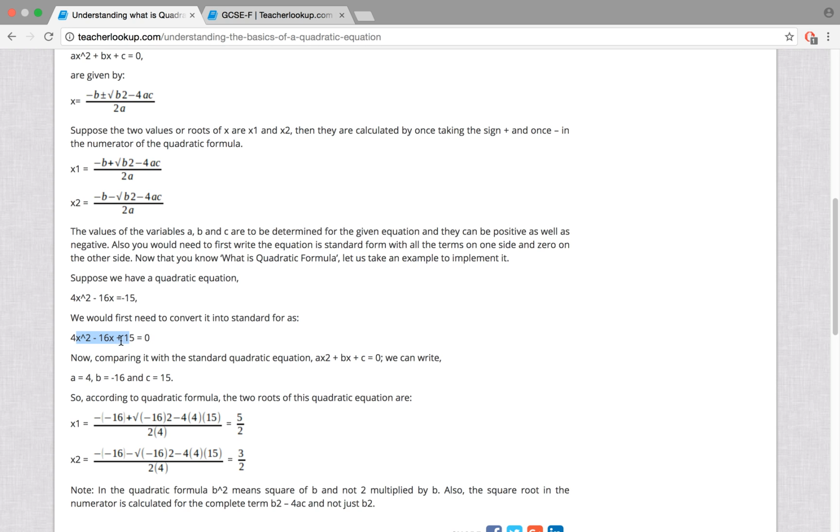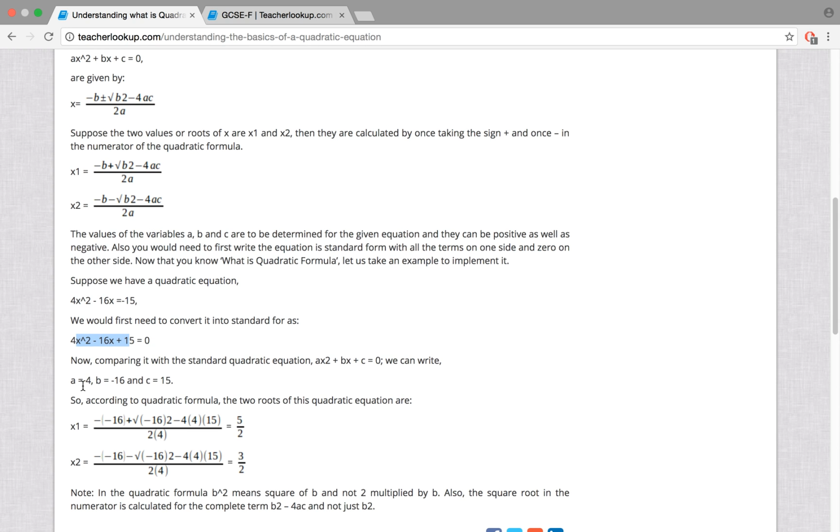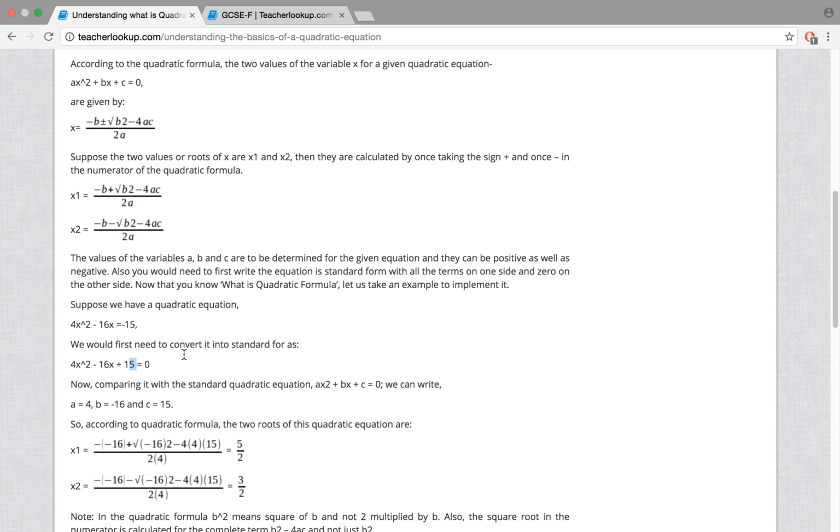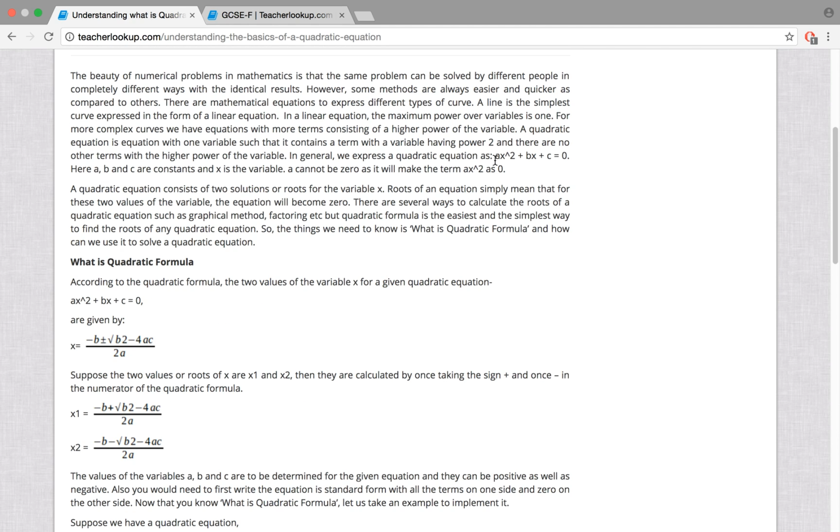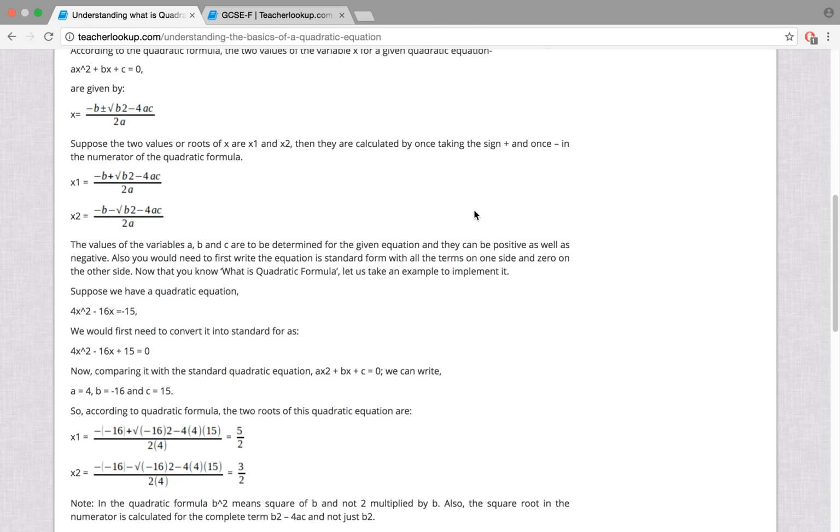Now let's use the formula. We gather a is 4, b is minus 16, and c is 15. As you can see, whatever is in front of x squared is a, whatever is in front of x is b, and plus c.